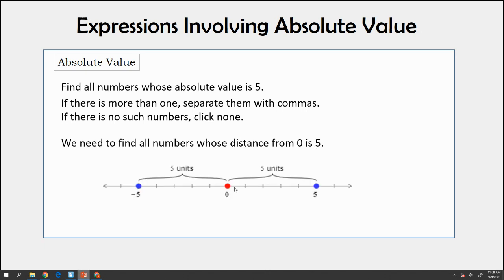If you look at it on a diagram, if I go from zero to the right 5 units, I'm at +5. If I go from zero to the left 5 units, I'm at -5. So both five and -5 are 5 units from zero. We kind of talked about it on the last slide.